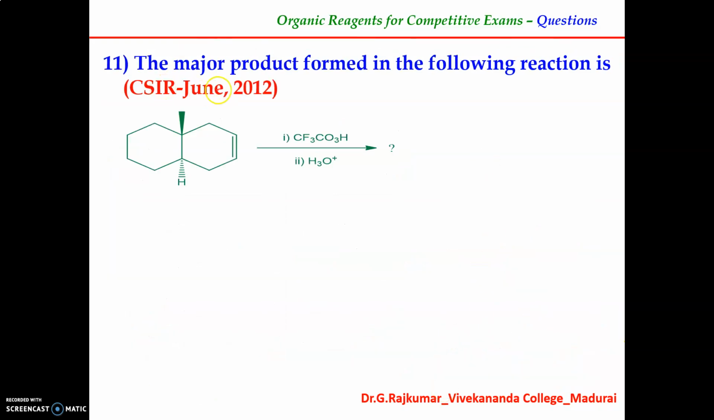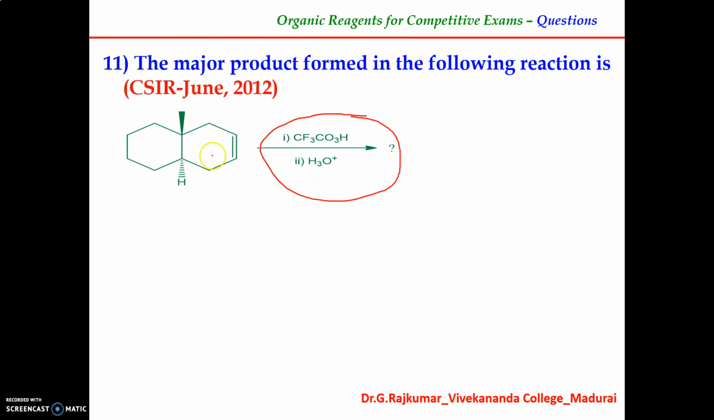So this question was asked in the June 2012 CSIR examinations. The major product formed in the following reaction sequence. You can see, the first step is trifluoroacetic acid. So we know the role of peracid. This is a peracid. It will give an epoxide when it is treated with alkene, or it can give ester when it is treated with carbonyl compounds.